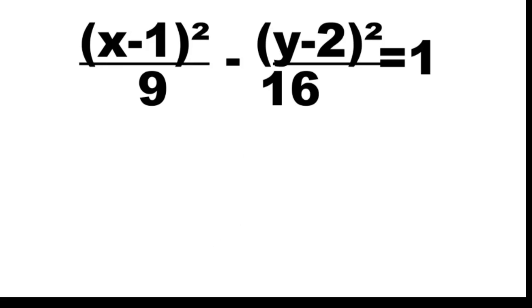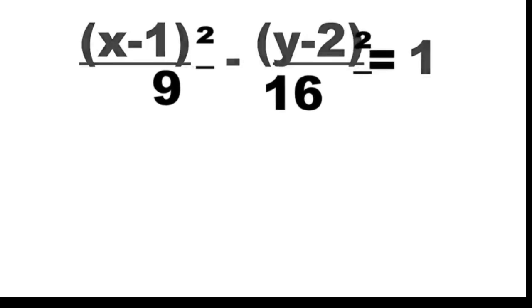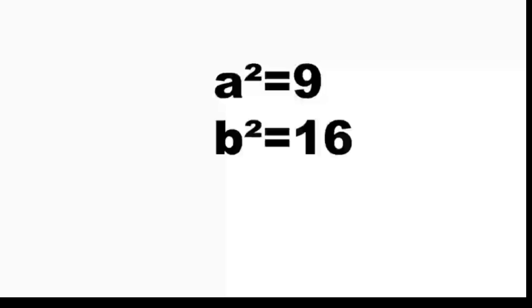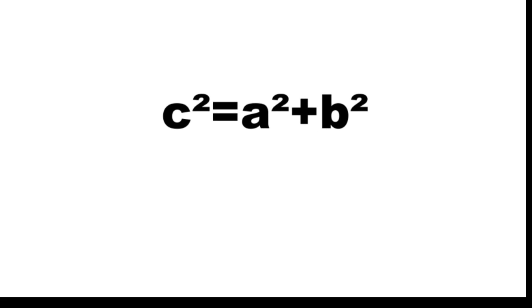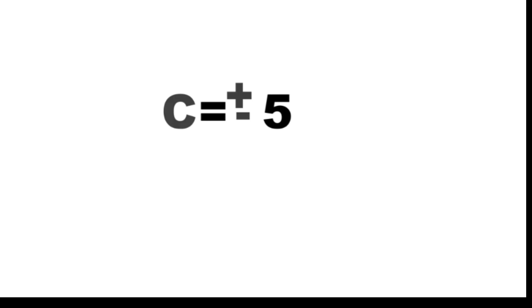Example: sketch the hyperbola quantity x minus 1 squared over 9 minus quantity y minus 2 squared over 16 equals 1. From the equation, we have a squared equals 9 and b squared equals 16. Getting the square root, we have a equals plus and minus 3 and b equals plus and minus 4. We have also c squared equals a squared plus b squared. So c squared equals 9 plus 16, so c squared equals 25. Getting the square root, c equals plus and minus 5.